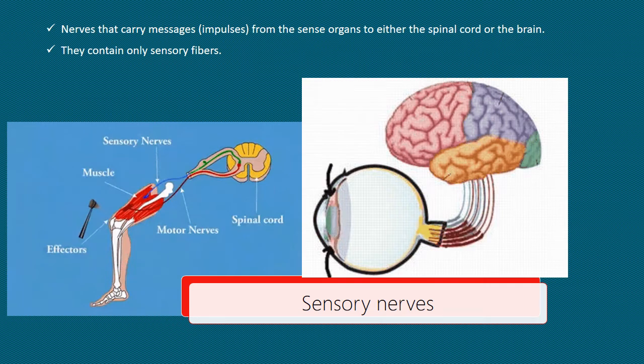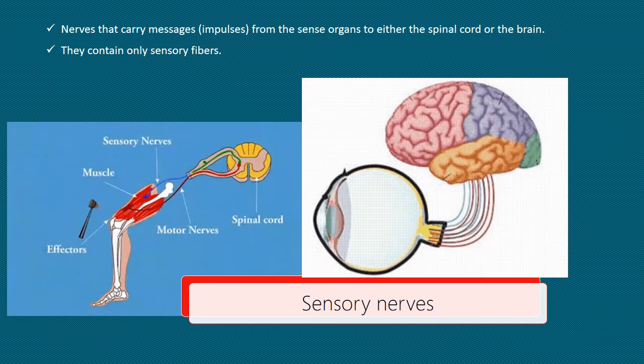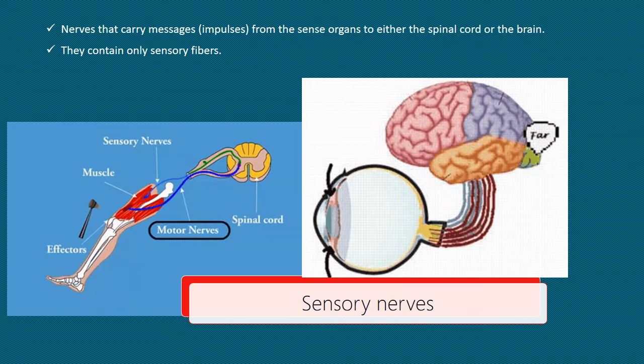There are three kinds of nerves depending upon the direction in which they transmit an impulse. The first one is sensory nerves, and then motor nerves and mixed nerves. First, let's see the sensory nerves. These are the nerves that carry messages, that is impulses, from the sense organs to either the spinal cord or the brain. They contain only sensory fibers. For example, the optic nerve that sends message from the eye to the brain is a sensory nerve.